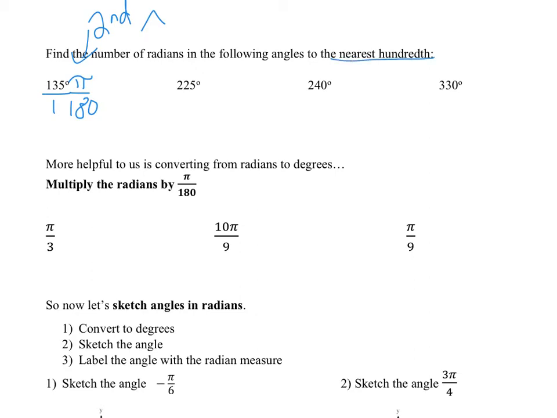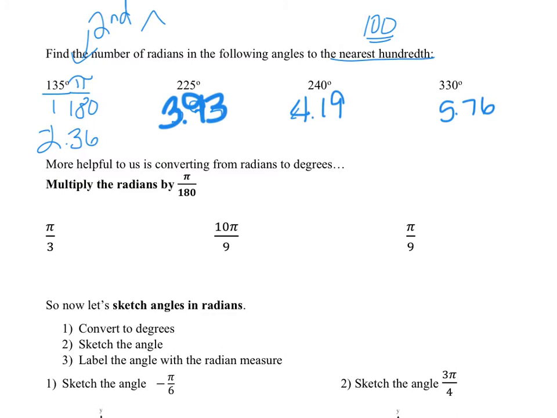If we want to round to the nearest hundredth, remember there's 2 zeros in 100, so we go to 2 decimal places. So that's 2.36. Okay, pause it for a second, and then I'll give you the answers. All right, so here are the answers. I had a little fight with my stencil. So 3.93, 4.19, and 5.76. Interestingly enough, all of these were rounded up.